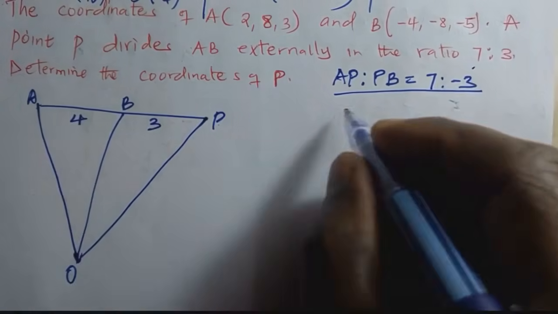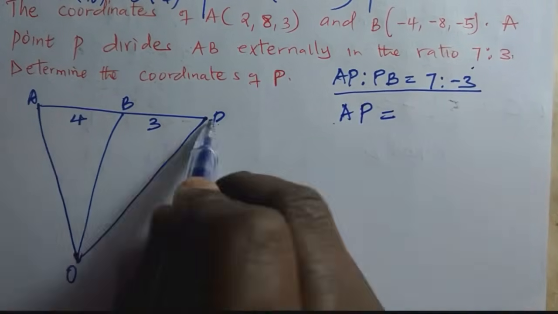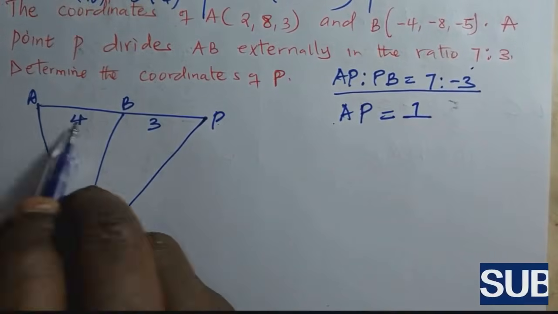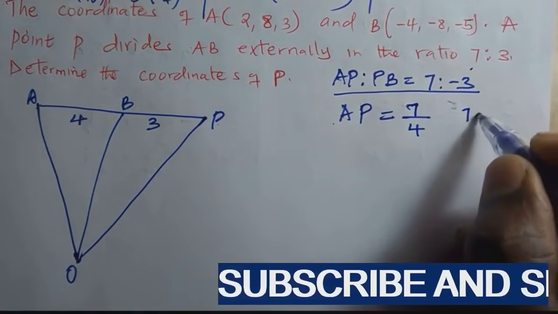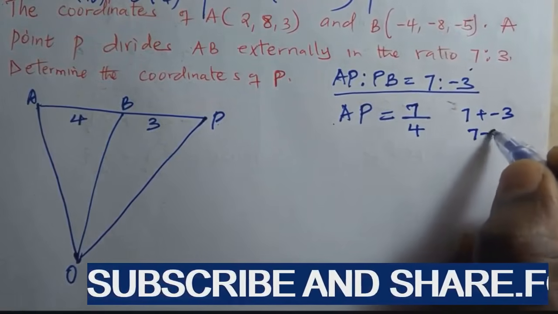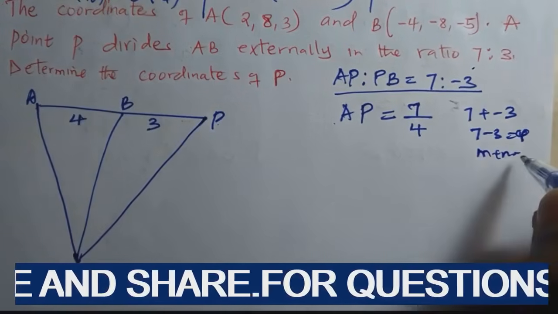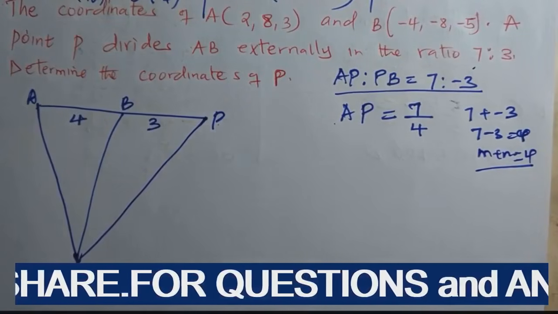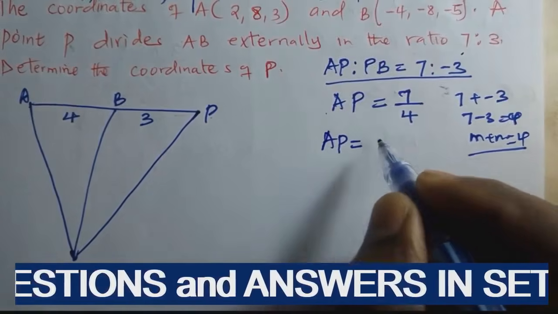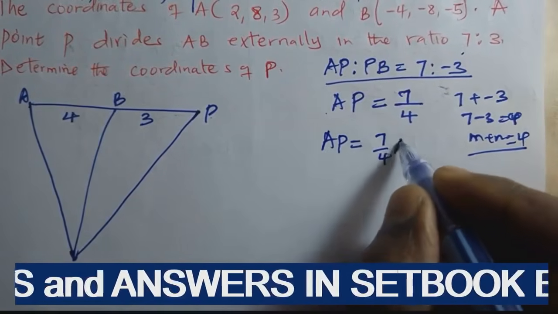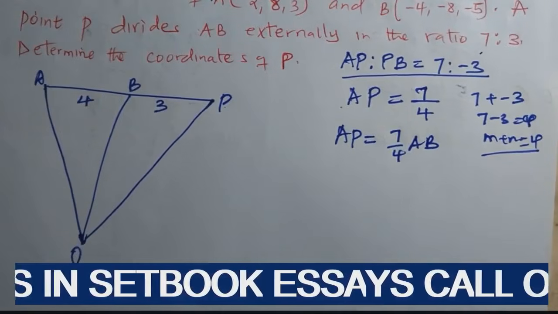Now to get AP, it is the total from here up to here, which is 7 over 4, because the total is 4. Why is the total 4? The total is 7 plus minus 3, which is 7 minus 3, and the total is 4. So m plus n is equal to 4. Remember that. So it means that AP is exactly equal to 7 over 4 AB. Remember that.